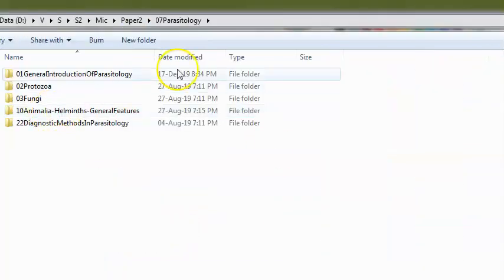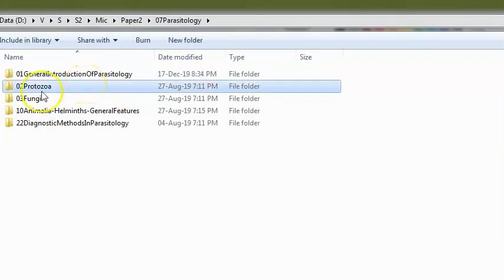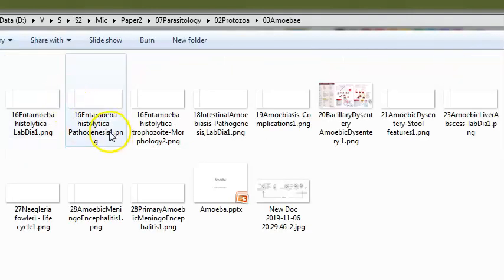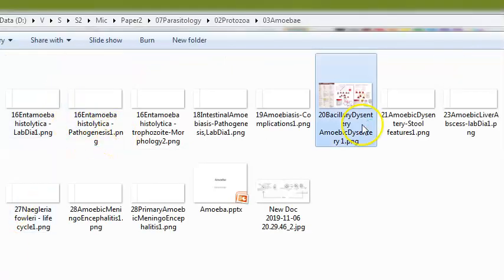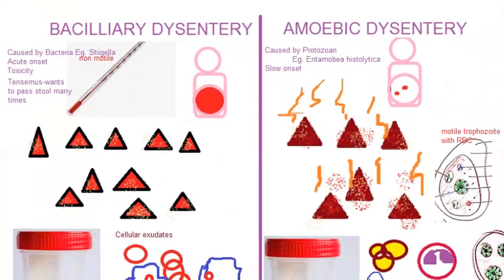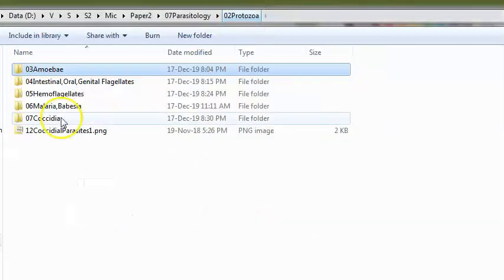In parasitology, guys, you should know the protozoa. Especially you should know Entamoeba histolytica, right? You should know what is what. You should know it is an amoeba. What is Entamoeba histolytica? It's an amoeba. So if there is a dysentery, you should know if it is bacillary dysentery, what will be the symptoms? If it is amoebic dysentery, how will it be? And when it comes to this one, where is it?